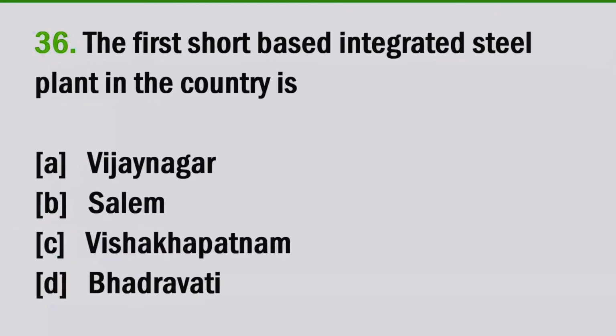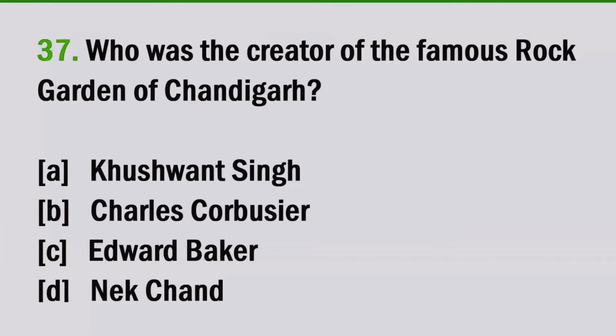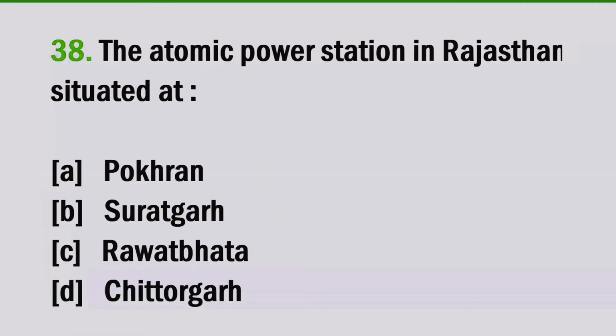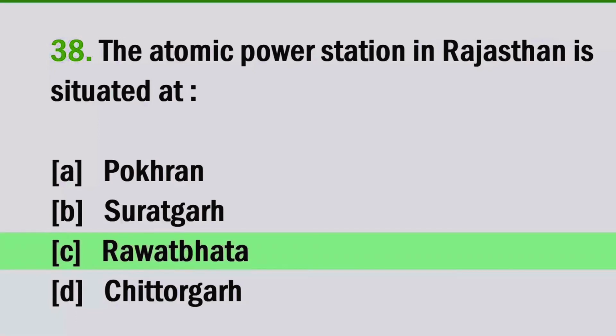The first shore-based integrated steel plant in the country is? Answer C. Visakhapatnam. Who was the creator of the famous rock garden of Chandigarh? Answer D. Nek Chand. The atomic power station in Rajasthan is situated at? Answer C. Rawatbhata.